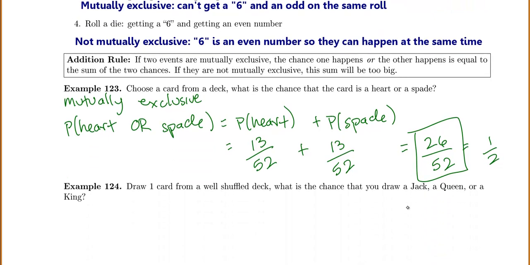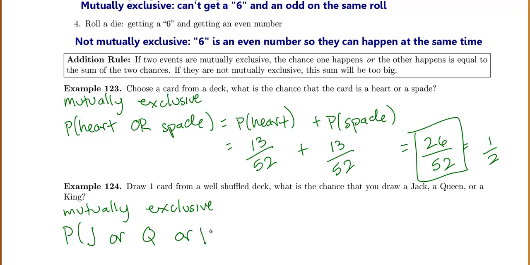Example 124, draw one card from a well-shuffled deck. What is the chance that you draw a jack, a queen, or a king? So first of all, this is mutually exclusive. You can only get one of those outcomes at a time. There are no cards that have a jack, a queen, and a king on the same card, so they don't happen at the same time. So we're looking for the probability of a jack, or a queen, or a king. And when we see ors, we're going to add the probabilities. So this is the probability of a jack, plus the probability of a queen, plus the probability of a king.